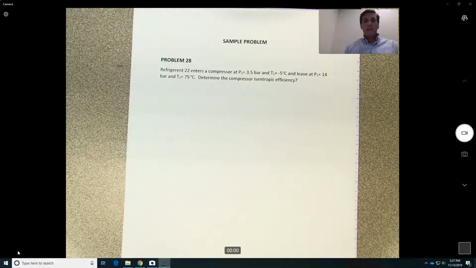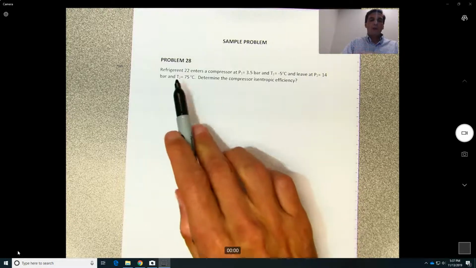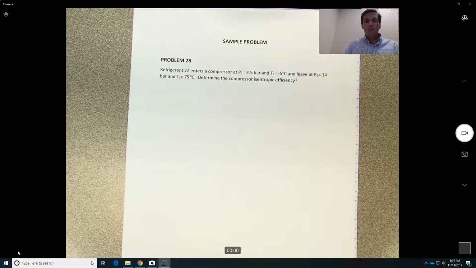Okay, so let us do an example for the compressor isentropic efficiency. Okay, so in this problem, what do we have? We have refrigerant 22 enters a compressor at 3.5 bar and a temperature of -5 degrees Celsius and leaves at 14 bars and a temperature of 75 degrees Celsius. Determine the compressor isentropic efficiency.